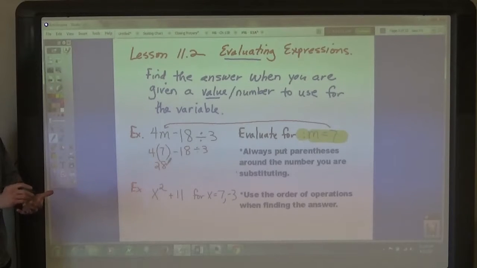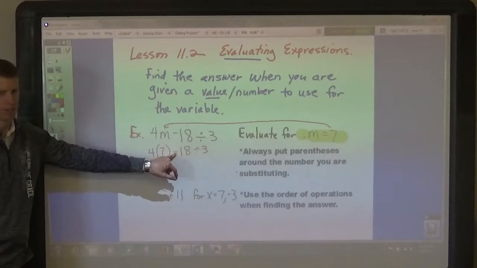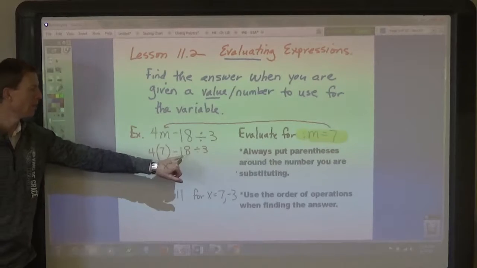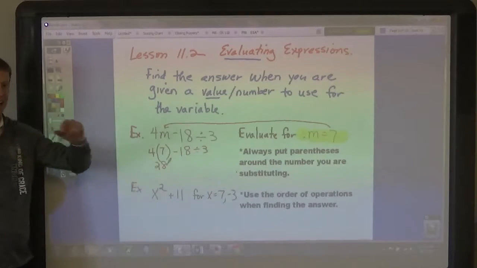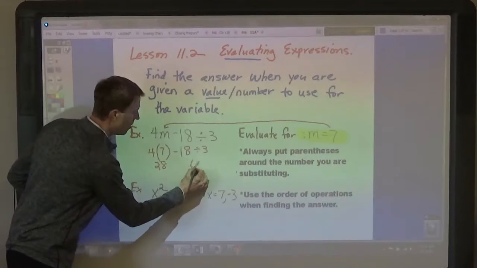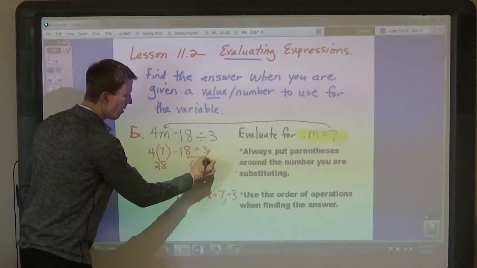Copy this one down into your notes while I'm doing it. Andrew? And can we minus yet? No. You have to do the division because you multiply and divide at the same time. So we have to do 18 divided by 3.